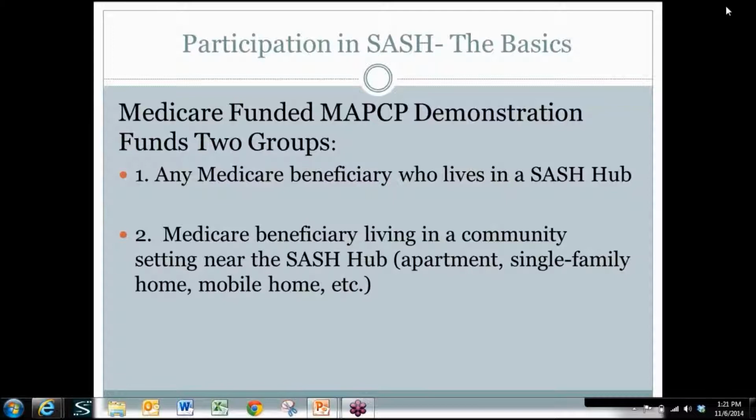But then the Medicare funds also will fund any Medicare beneficiary that's living out in the community, so not part of the congregate building, outside of that SASH hub. So the key thing is that the Medicare demonstration funds are funding Medicare folks. Those funds really can't be used to fund people that are non-Medicare. Medicare demonstration funds are paying for a full-time SASH coordinator and roughly a quarter-time wellness nurse.